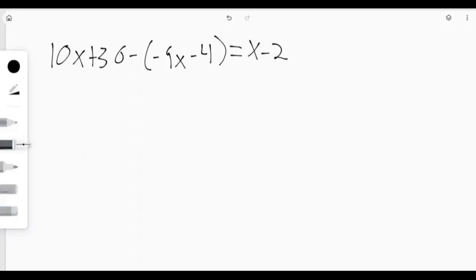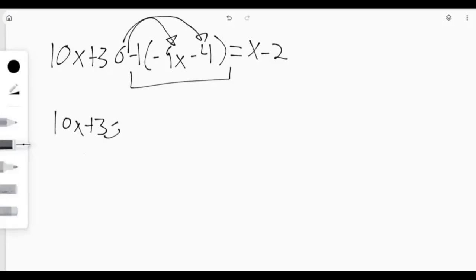Let's also expand out this term right here. If you look here, there's a hiding negative 1 sitting right there. So let's do that multiplication, negative 1, and then negative 1. That gives us our 10x plus 30 plus 9x, pardon me, and a plus 4, because a negative times a negative is a positive, and that equals x minus 2.